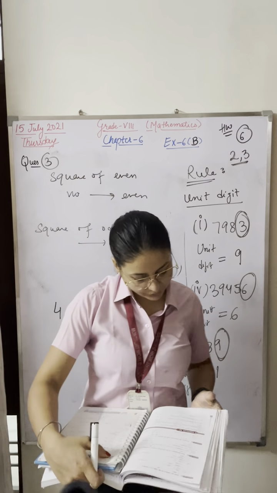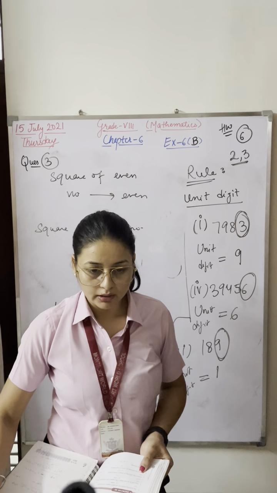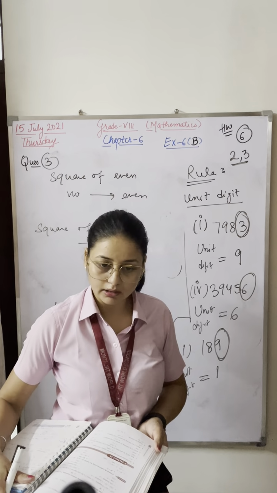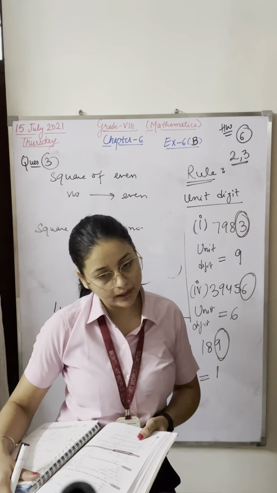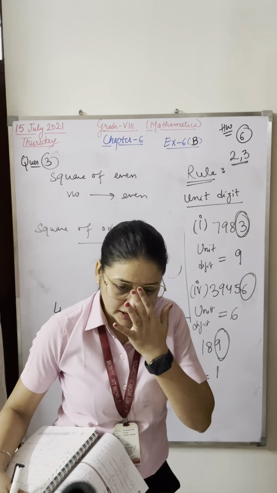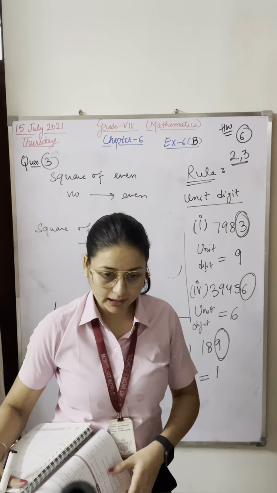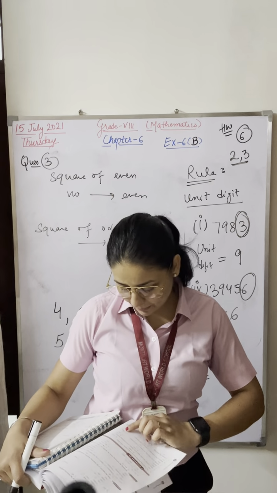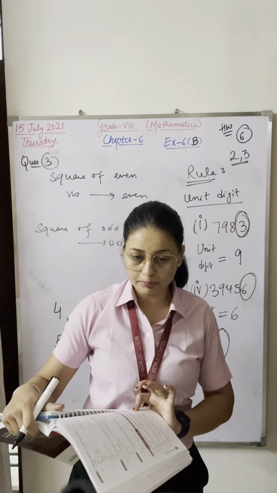Third question, first part, 1444. Is this an even number or an odd number? Even number. So the answer will be even. If the number is even, your square will be even. Second part, 1521. Is 1521 an odd number or even number? Odd number. So that will not be the answer. They are saying to pick only those numbers whose square will be even. So the third part, 3844, is an even number, so your square will be even.